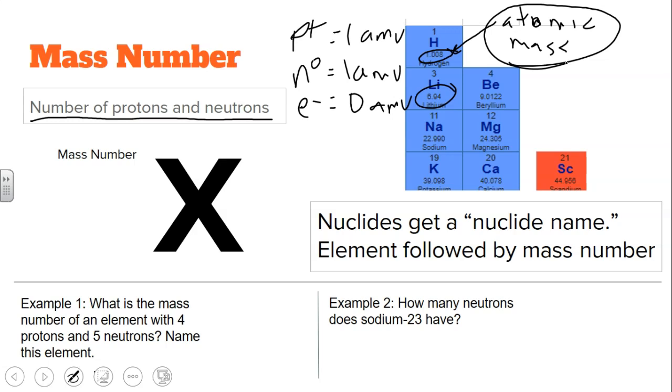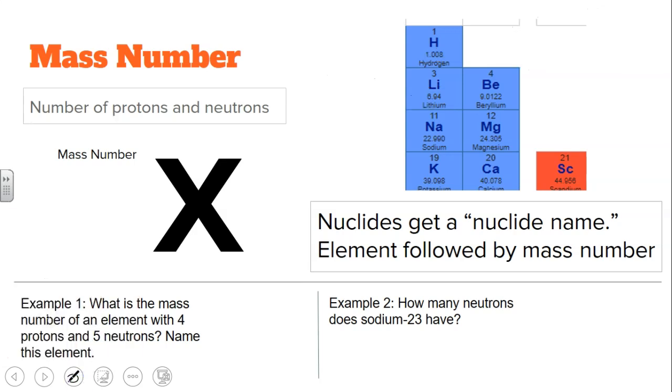Okay, so let's do some of this by example. It says, what is the mass of an element with 4 protons and 5 neutrons? So we are going to do 4 plus 5. The mass number is the number of protons plus the number of neutrons, and so that's going to equal 9. And then it says, name this element. Well, that's what we're going to use this little thing for. We're going to find the element, and then we would name it using the mass number that we just calculated.